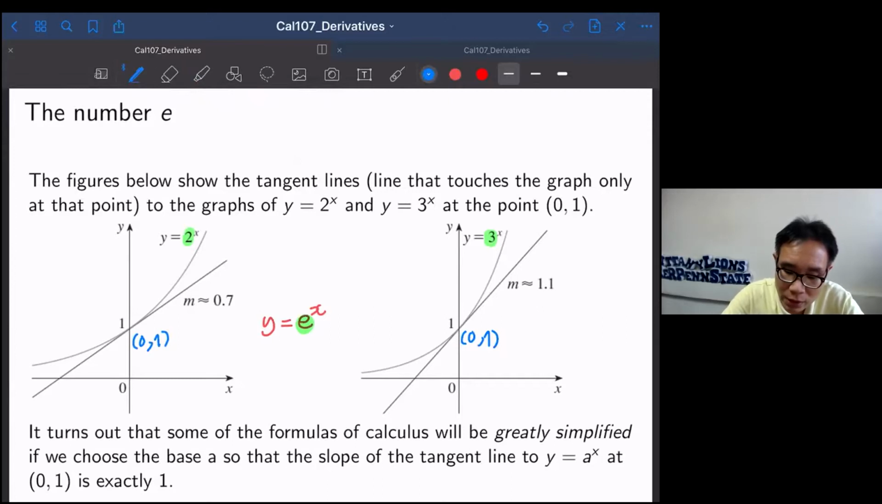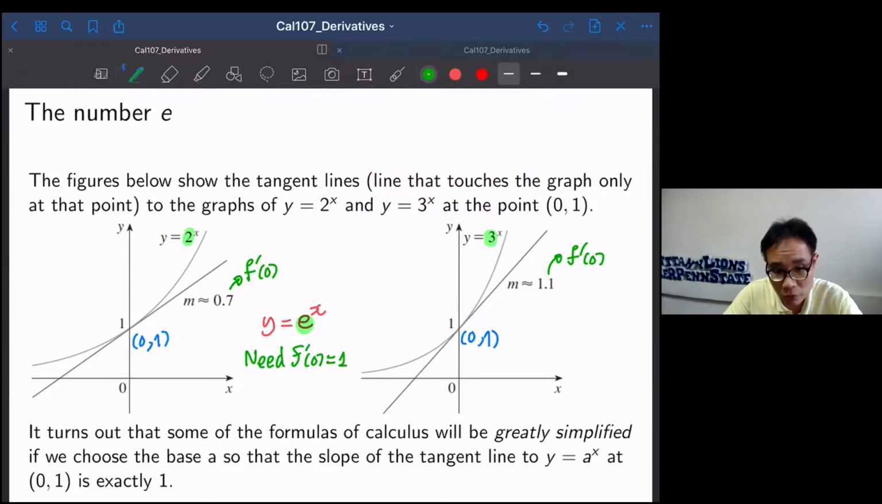Okay, so we need the slope. What is the slope here? The slope here turned out to be the derivative at 0, right? Because it is x equal to 0, this is the derivative at 0 for this function, and this is the derivative at 0 for this function. And we need the derivative at 0 to turn out to be equal to 1. And it's going to be the number that lies between 2 and 3.